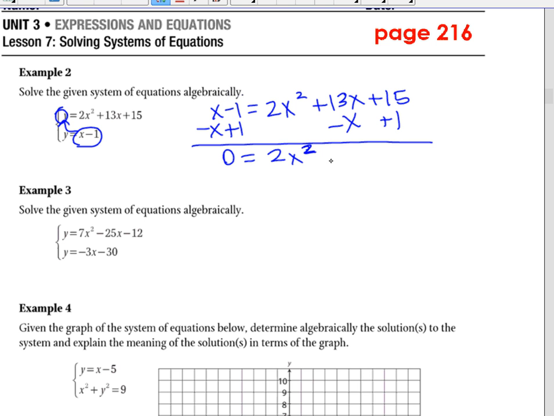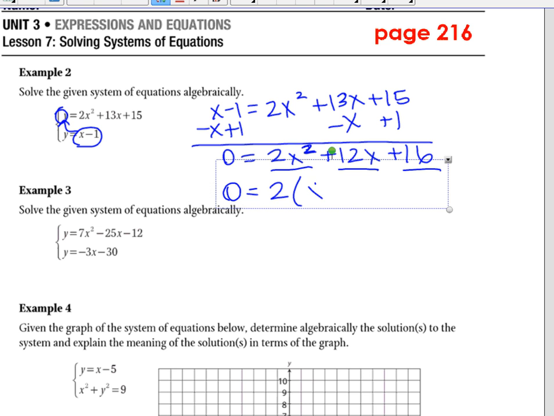Sorry, that's a squared. 13 minus 1 is a positive 12x, and then plus 16. I look at this and I say to myself, this is divisible by 2, this is divisible by 2, and so is that. So I'm going to factor out a 2 and be left with x squared plus 6x plus 8. And then that is factorable from there.